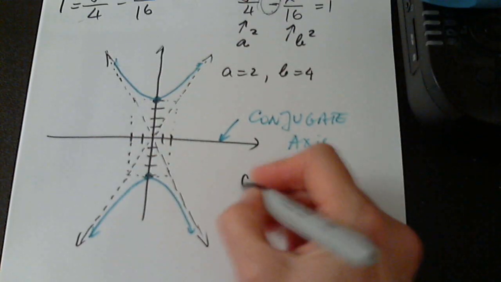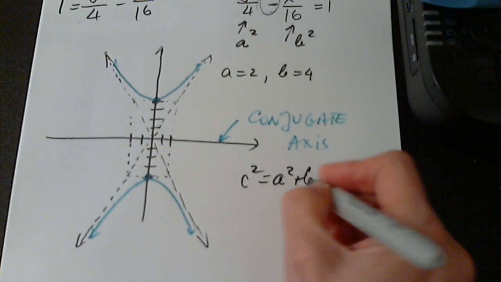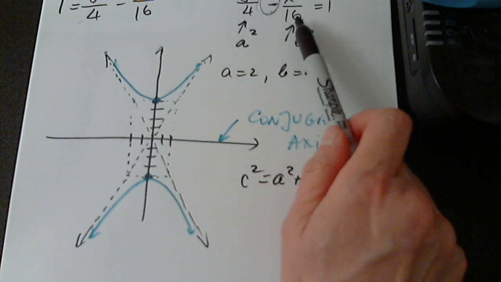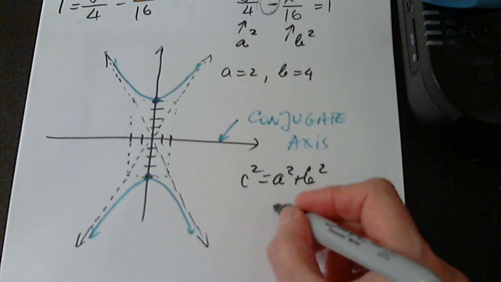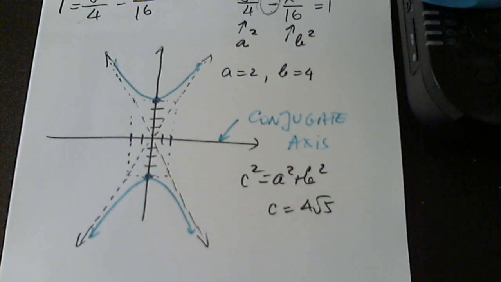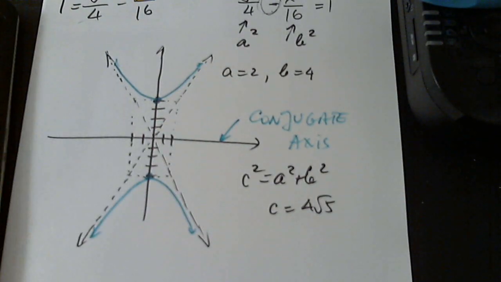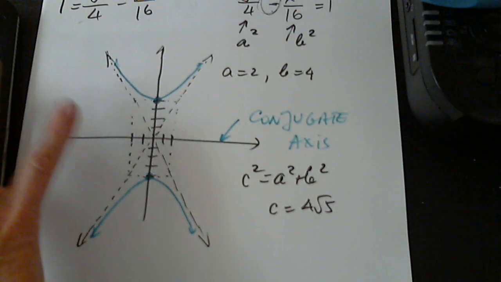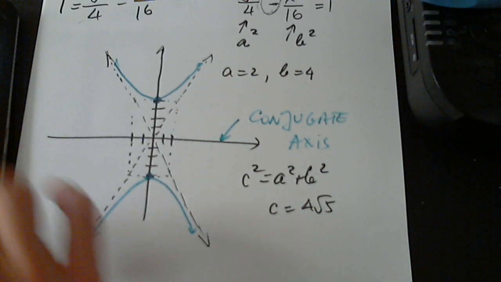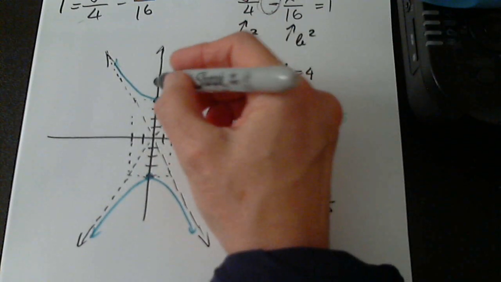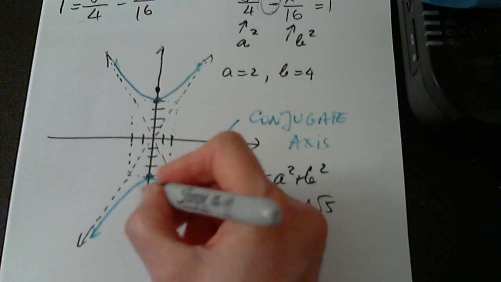Okay, and then we know that c squared equals a squared plus b squared. So 4 plus 16 is 20. So c equals the square root of 20. How much is the square root of 20? 4 times 2 is 8 something. Let's see, 4.5.